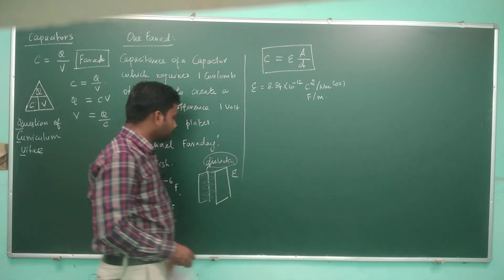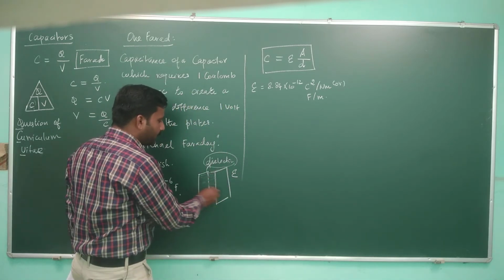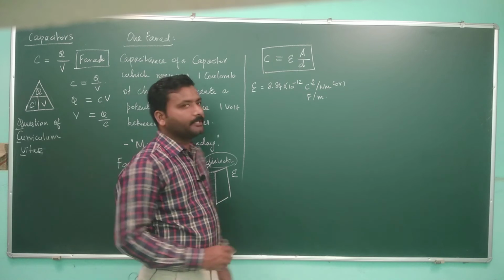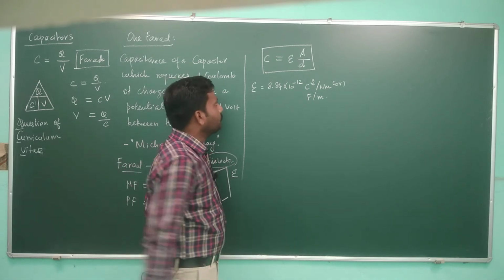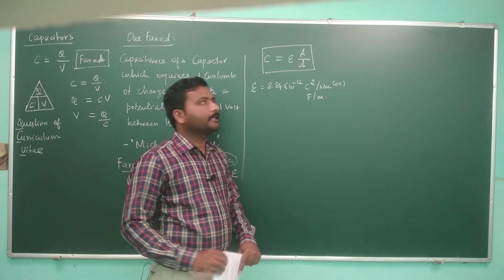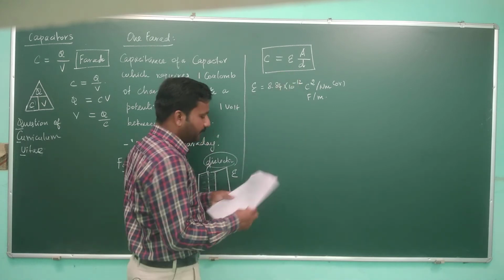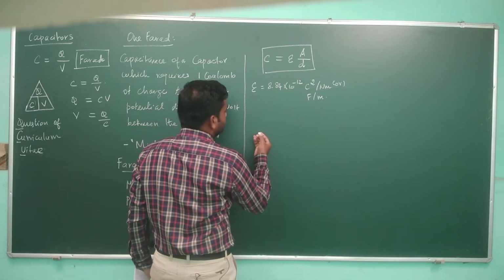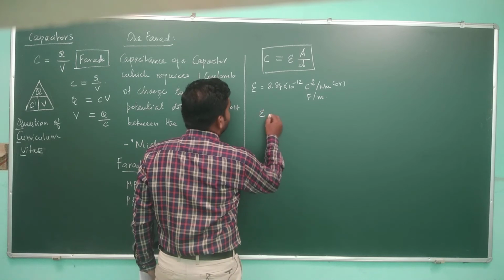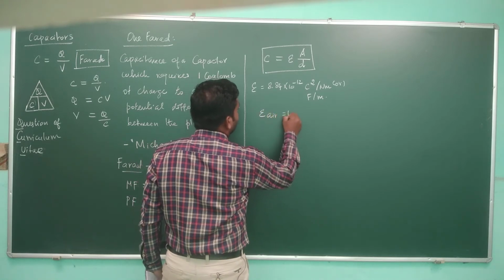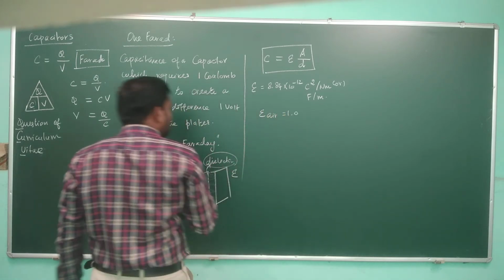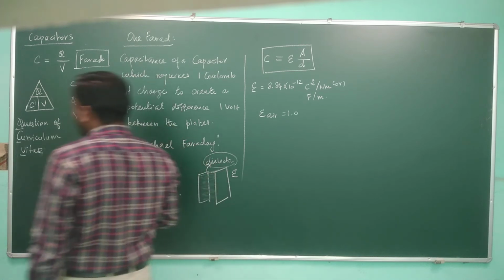You know, instead of air, we are having different materials. Let me point out some of the materials and their value of permittivity. You know that the permittivity of air is equal to the permittivity of vacuum.